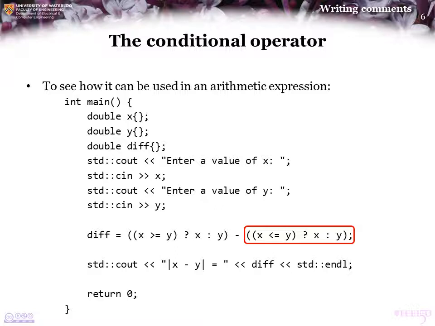So essentially I have an algebraic expression here that calculates the maximum of x and y and subtracts from that the minimum of x and y. This is one way of calculating the absolute value of x minus y. And that is what would be printed to the screen if you were to execute this program.